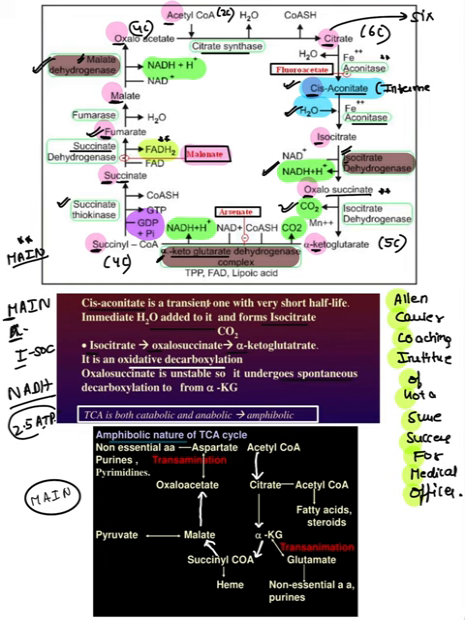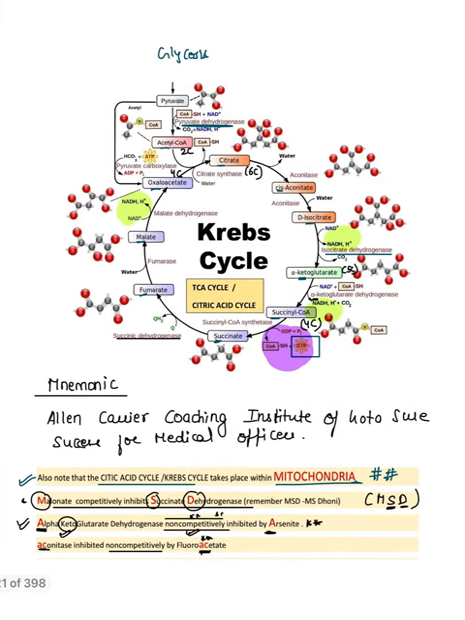That is succinate, that is fumarate. This fumarate enzyme is the one which produces FADH2. So this was important. Now see other important things that we need to know.